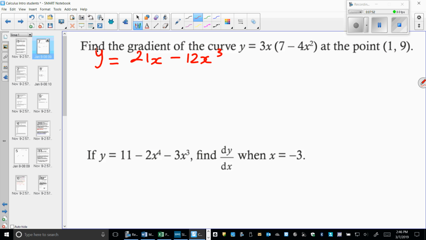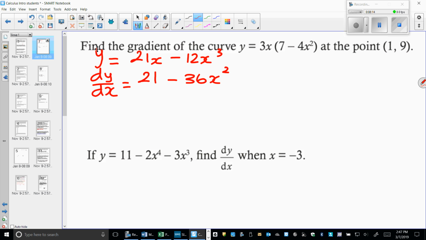So I've rewritten my expression. Now I can differentiate. Sabrina, would you be able to differentiate this for me, please? Sure. Is it just 21? Yep. Minus 36x cubed? Yep, x squared.